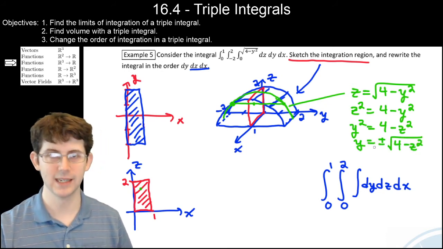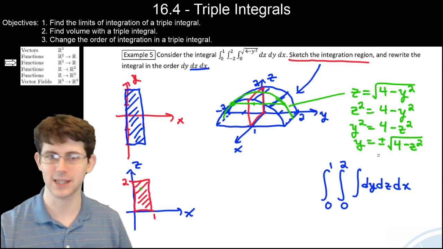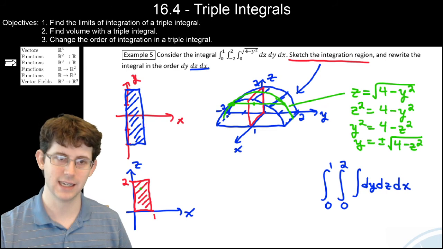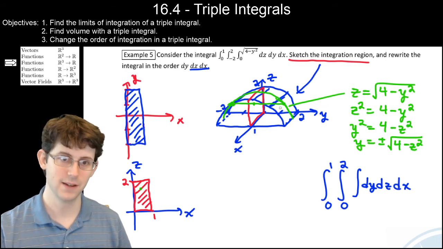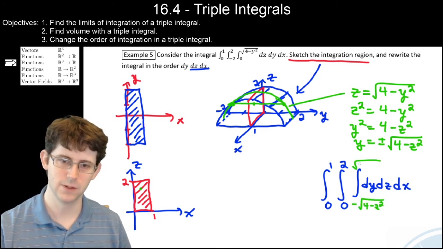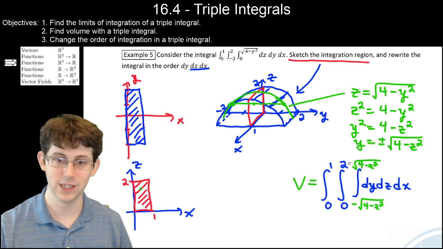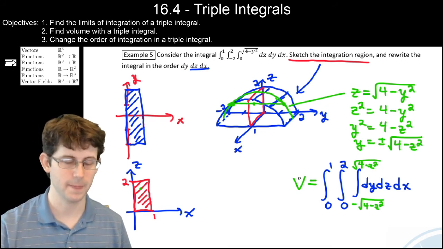Notice that this plus or minus has come up twice, that when you square root both sides of an equation, you need the plus and the minus. Here's the minus side over here. These are the y's that are negative, and here's the plus side over here. These are the y's that are positive. So the y bounds are from minus root 4 minus z squared to plus root 4 minus z squared. And this is the same volume. It's the same region, just written in a different order.